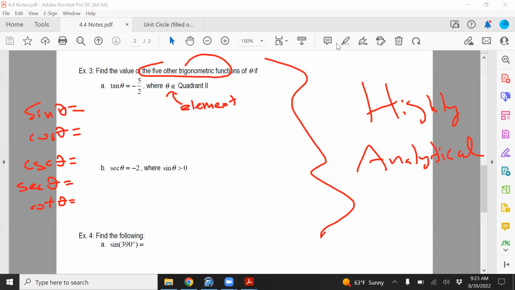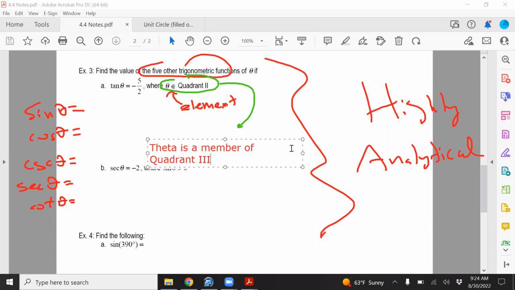Mathematicians are super lazy. We like to make things very concise. This is what it is in words: theta is a member of quadrant 3. That's what it means. I'm glad you brought it up. Instead of writing all those words, you could just use the little e. Actually, it's not quadrant 3, sorry, it's quadrant 2. My bad. So theta is a member of quadrant 2. Okay, so that's what it means.